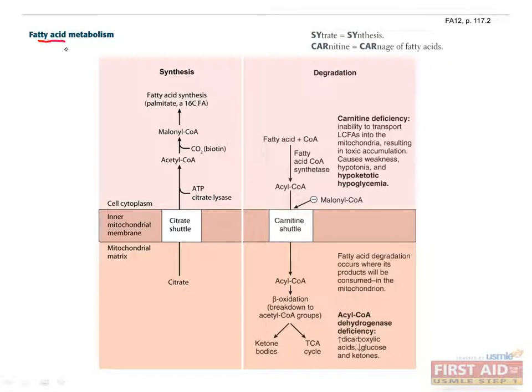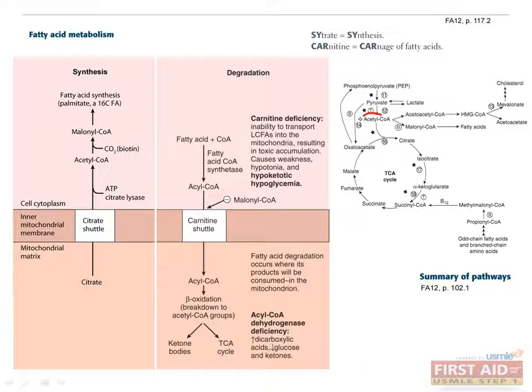The last few topics we'll discuss are fatty acid and cholesterol metabolism. Fatty acid synthesis takes place in the cytoplasm, whereas fatty acid degradation takes place in the mitochondria. Acetyl coenzyme A is the substrate for the synthesis of fatty acids. As you can see, it's also used as a starting substrate to make cholesterol and ketone bodies, which we'll talk about shortly.